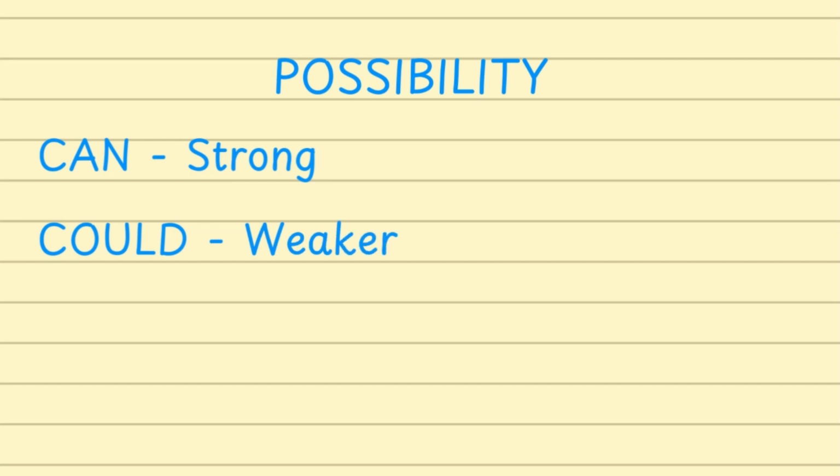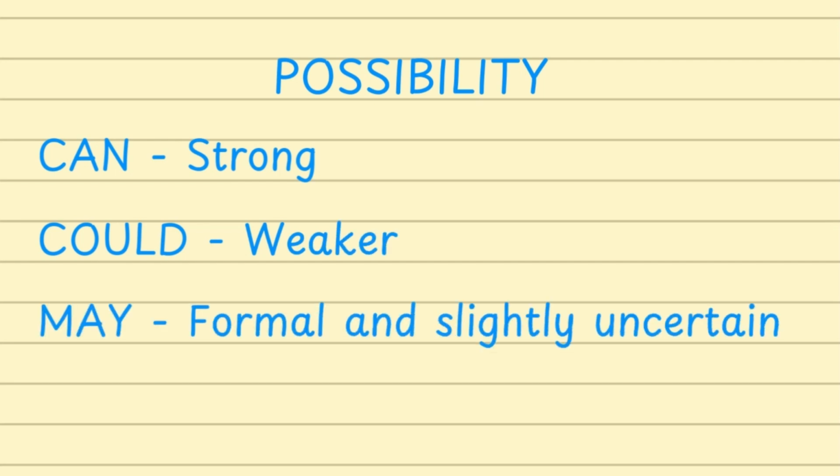To summarize, use can for strong possibilities, could for weaker ones, may for formal and slightly uncertain possibilities, and might for even more uncertain possibilities.